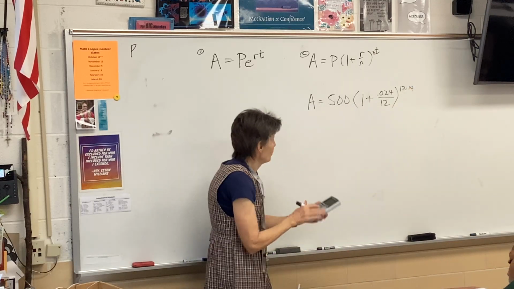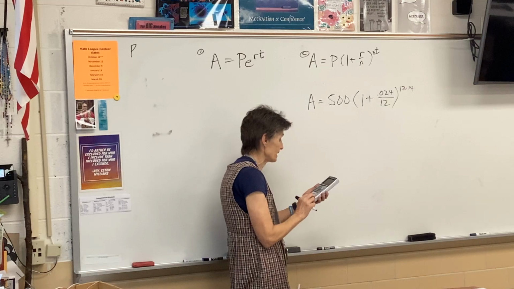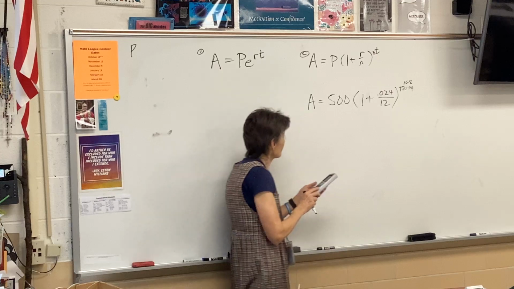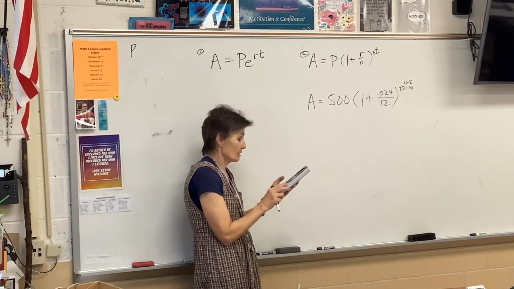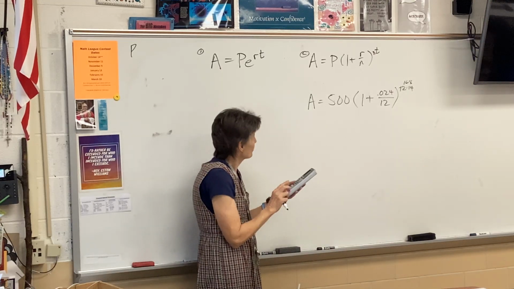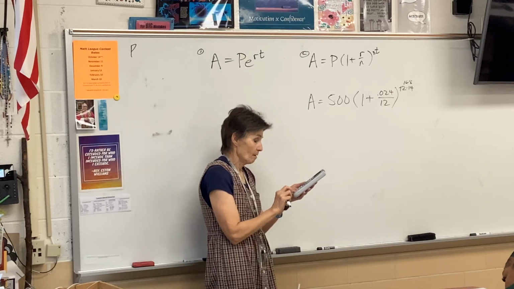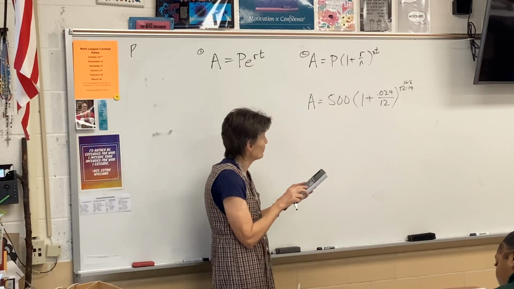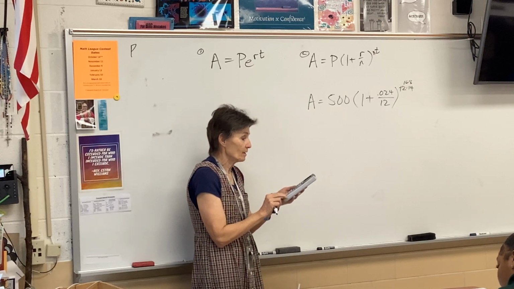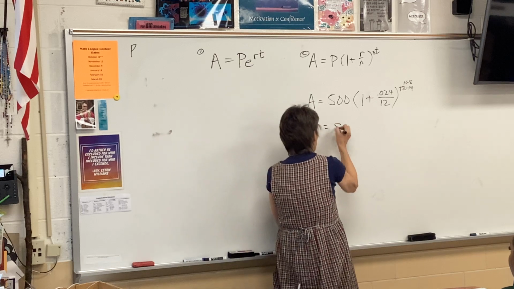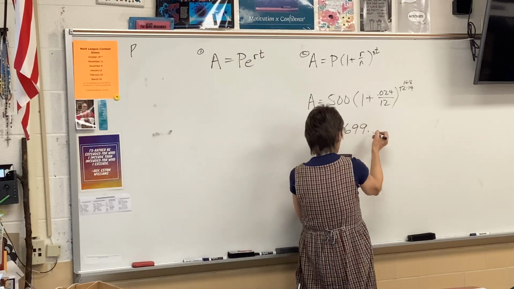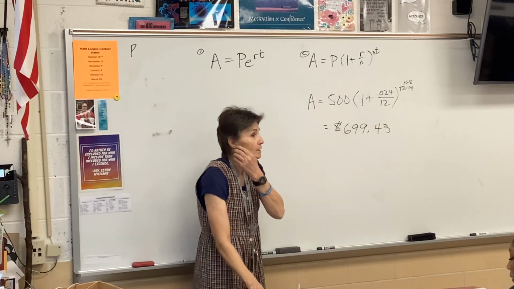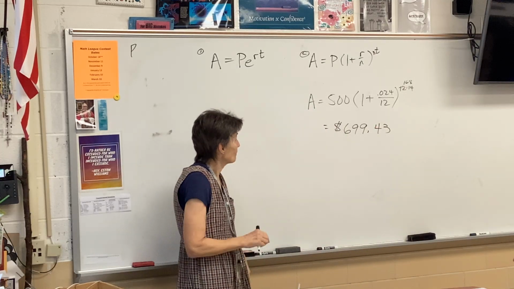Now, I always like to multiply that exponent, get that taken care of. So I'm going to make that 168. I don't need logarithms or anything on this, so just 500, parentheses, 1 plus 0.024 divided by 12, close the parentheses, and raise it to the 168th power. She's ending up with $699.43 when she goes back 14 years later.